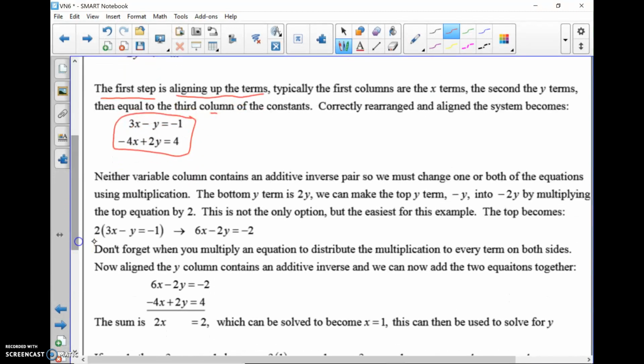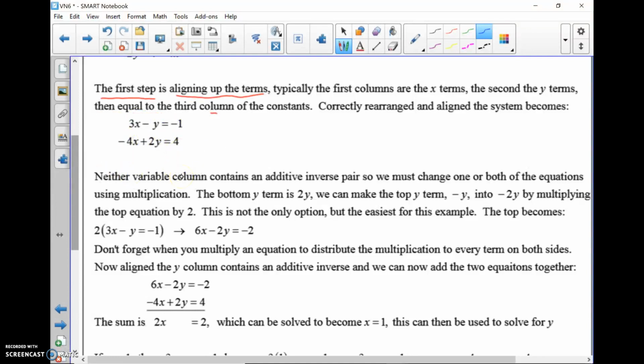Now, what you want to look at is if I just add these columns together, combining like terms, I get 3x and negative 4x. That would be negative 1x. Negative y is like negative 1y, positive 2y, that's plus 1y. Equals negative 1 and 4 combines to be 3. Notice that when I add them together, I still have an x and I still have a y. So that's not going to work. I've got to figure out a way so that when I add them together, something cancels out.